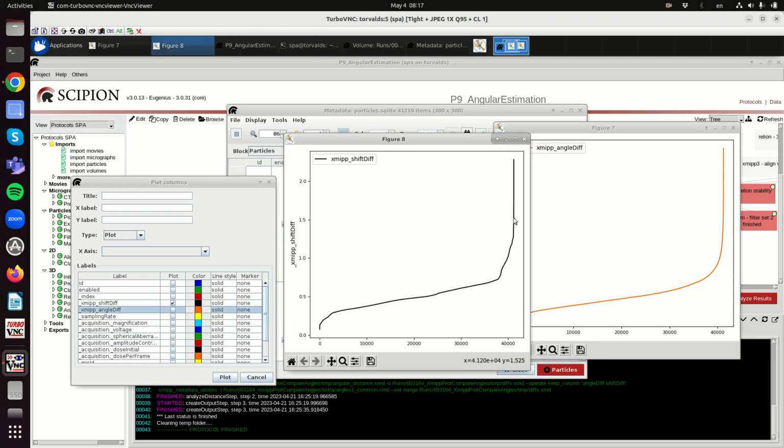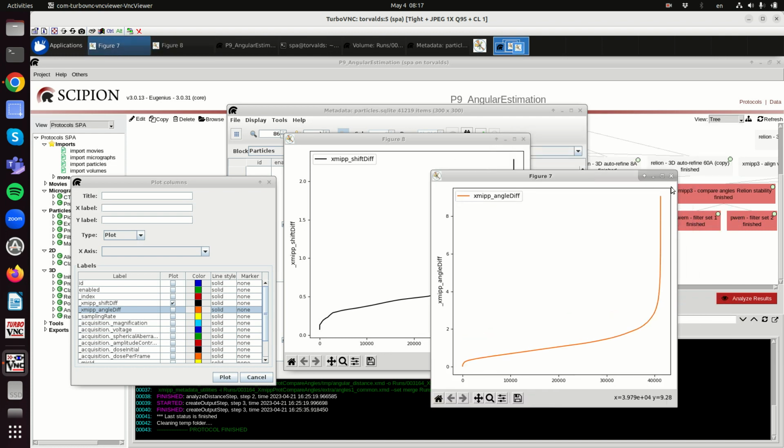So that means that this behavior is something intrinsic to the uncertainty caused by the noise in the particles. So you have noise in the particles, and that will cause an uncertainty in the angular estimation, and that is very interesting to know.